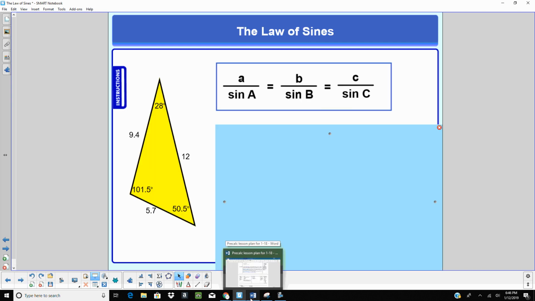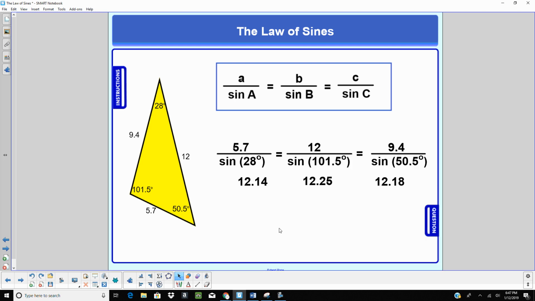So let's just take a second and practice setting up those ratios. So right now I've got 3 angles and they're already set up, and I've got 3 sides. So if I set this up, it's going to look like this. 5.7 over the sine of 28, because those are opposite.